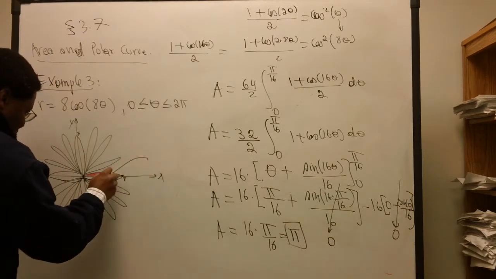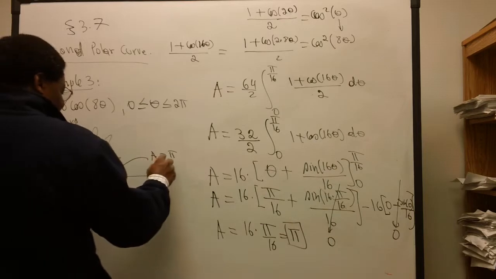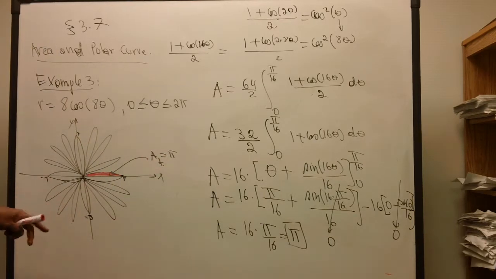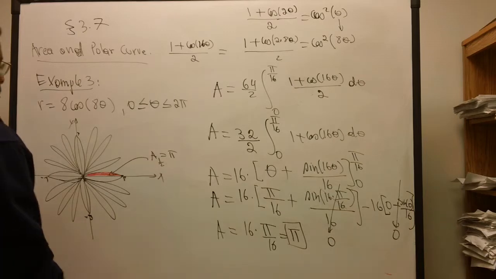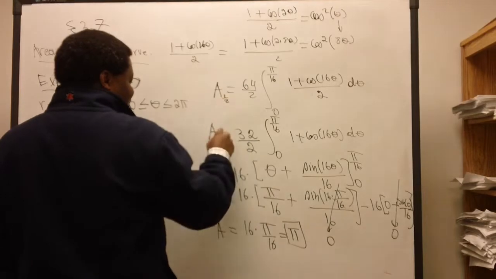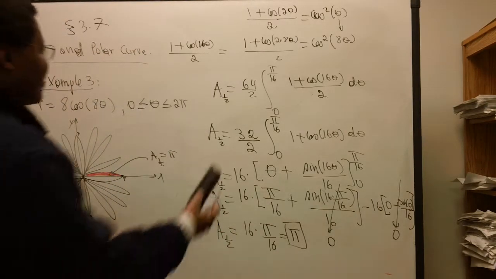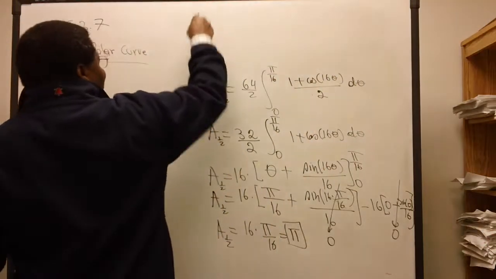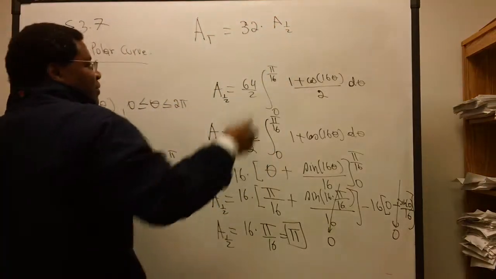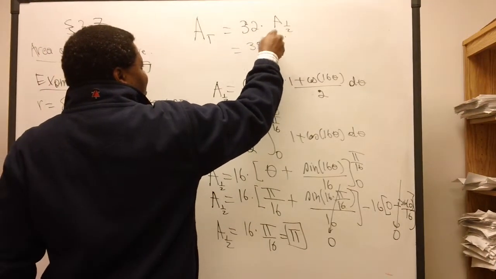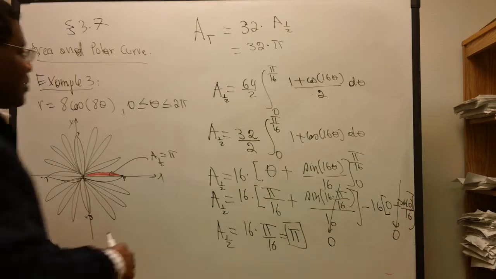Now, pi is the area of half of a leaf. So the area is, let's call that A of a half, it's pi. The 1/2 just tells you that it's the area of half of a leaf. Now to get the entire area, we need to multiply that area by 32. So the total area, A T, is going to be 32 times the area of half of a leaf, which is pi, so our answer will be 32 pi.